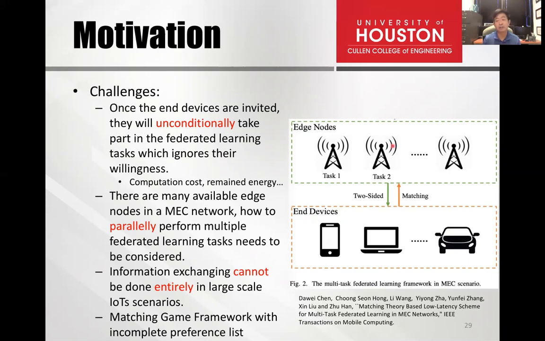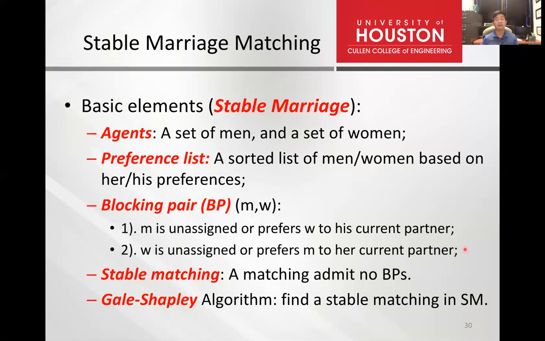Also, we want the information used for this matching to be local, and we don't want global information to be exchanged to do optimization, because otherwise the complexity is far too big. We want low complexity so that we can match the edge server with the different devices for machine learning. So how could we do it? Here we talk about the matching game.